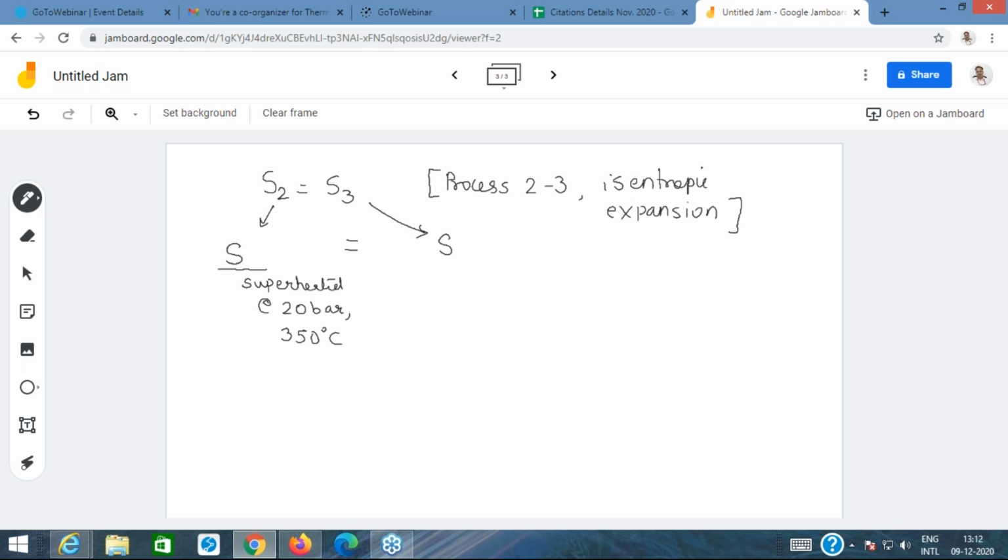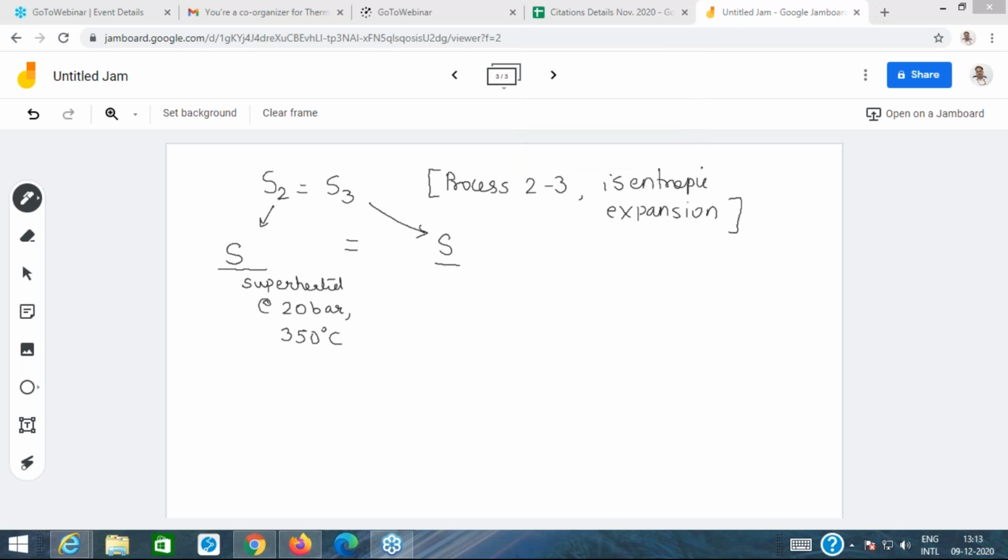What is the state of the steam at 3? Rushali, what is the state of the steam at 3? Kamlesh, it is not dry steam. Neha, yes, it is right. It is a wet steam. It is almost dry, but it is wet steam.